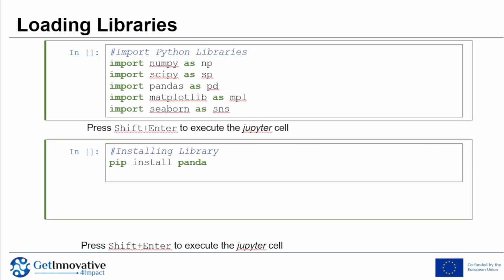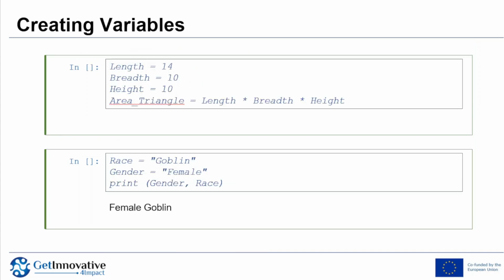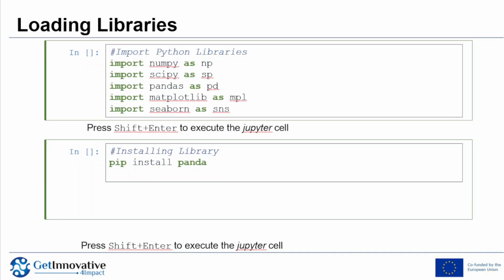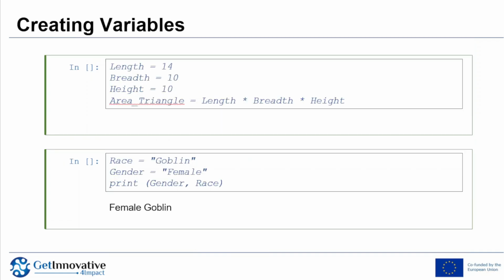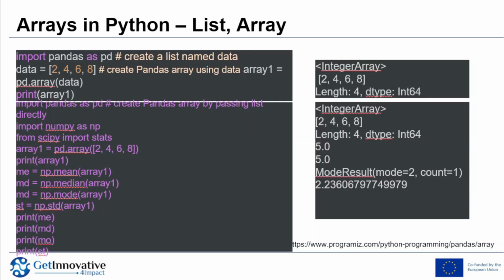In order to import a library, we type the command import and the library that we are going to import. Then we can press Shift and Enter to execute. We could also install that library, and we can also create variables. In order to create variables, we just put the variable and the formula that we are going to use. If we want to list the arrays in Python, we can provide all the libraries and bring all the commands in an array.